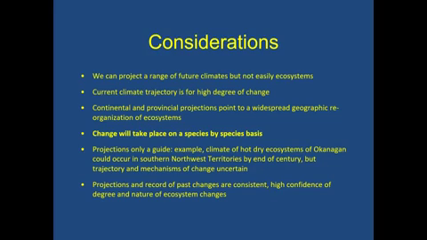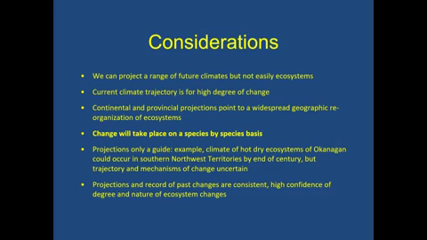Now, as we do this, we have to think about a few things before I jump into showing you what it might be like. We can project a range of future climates, but it's very hard to project what the ecosystems might be in response to those climates, because it's complex to understand how a species is going to interact with a shifting climate and changes in other species associated with it.